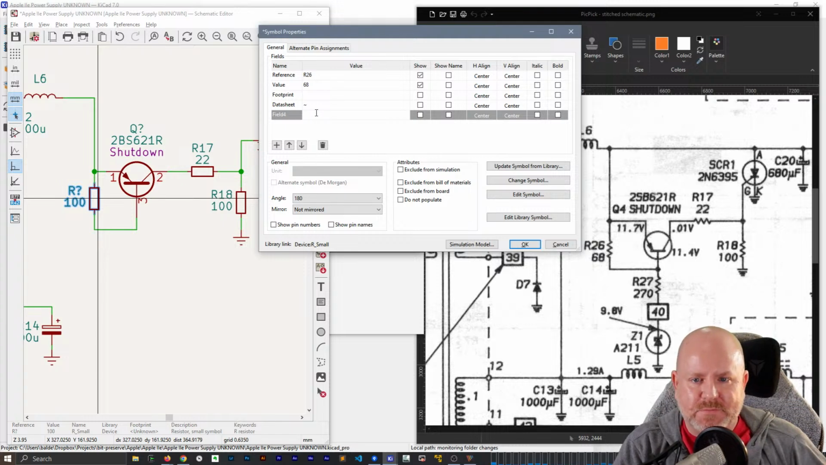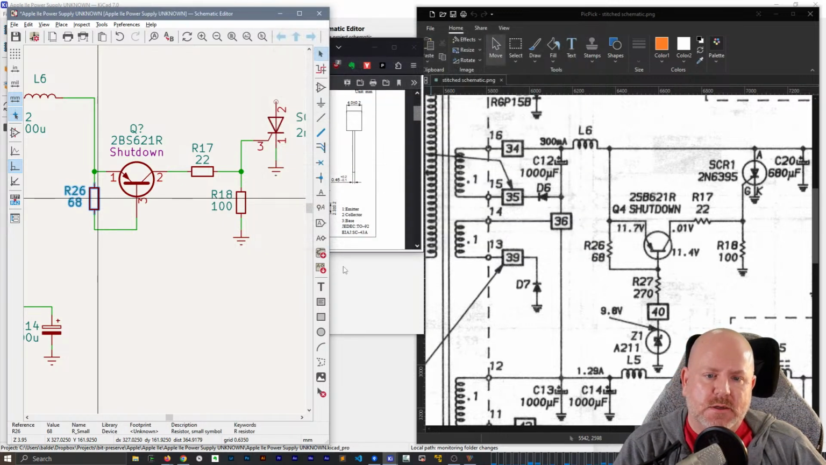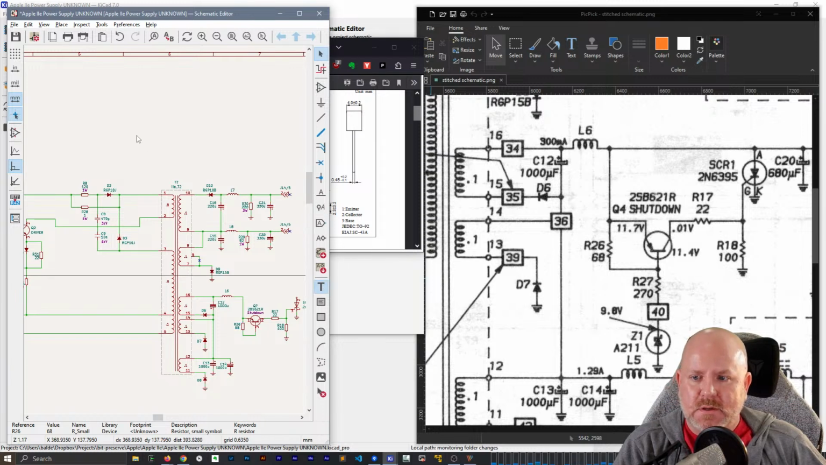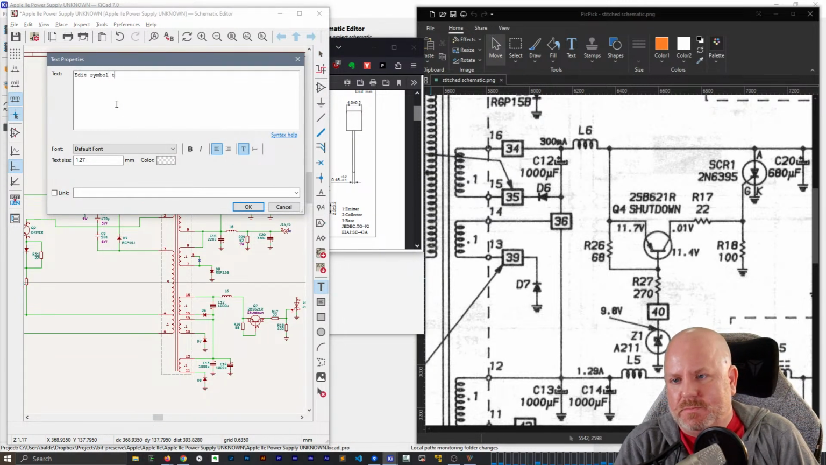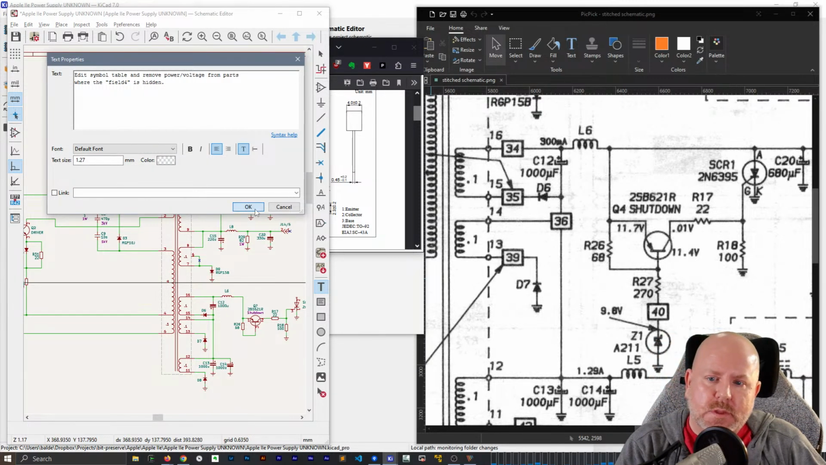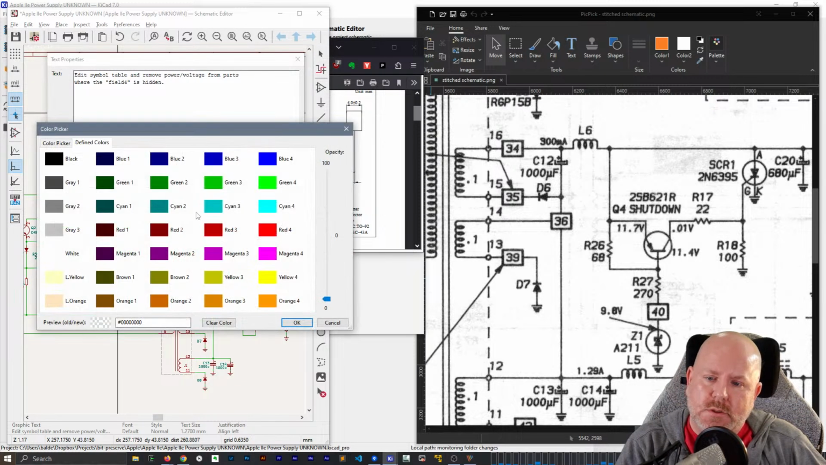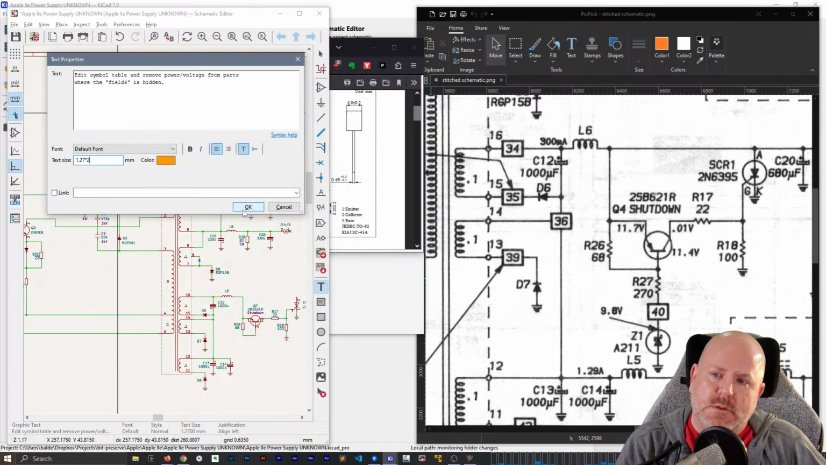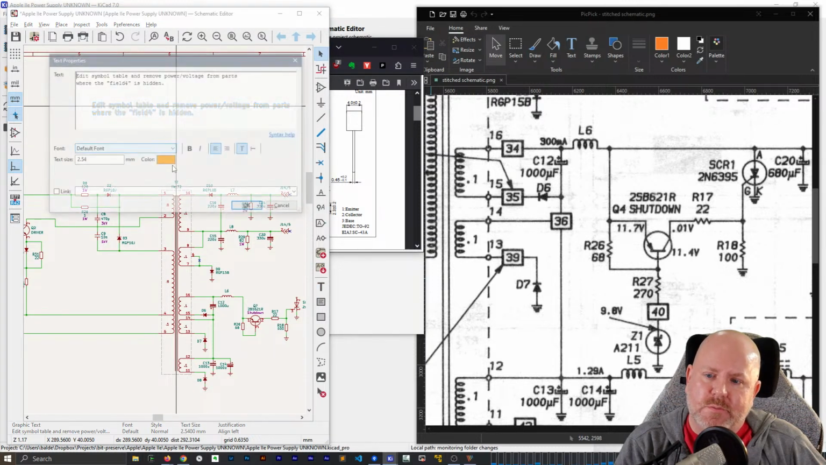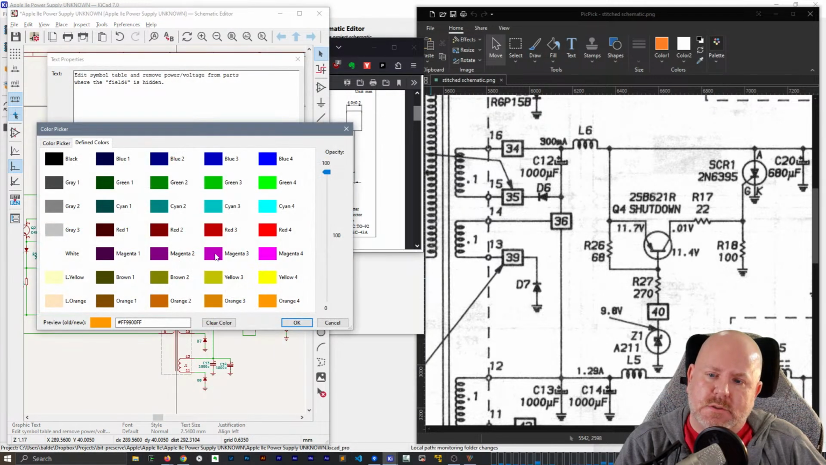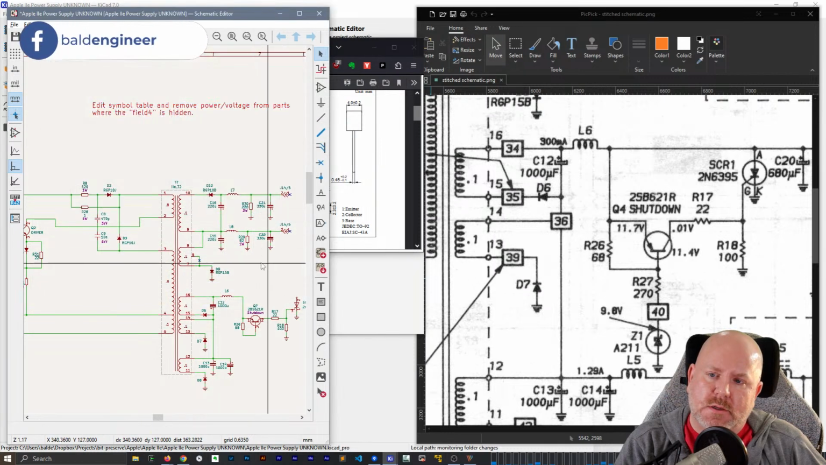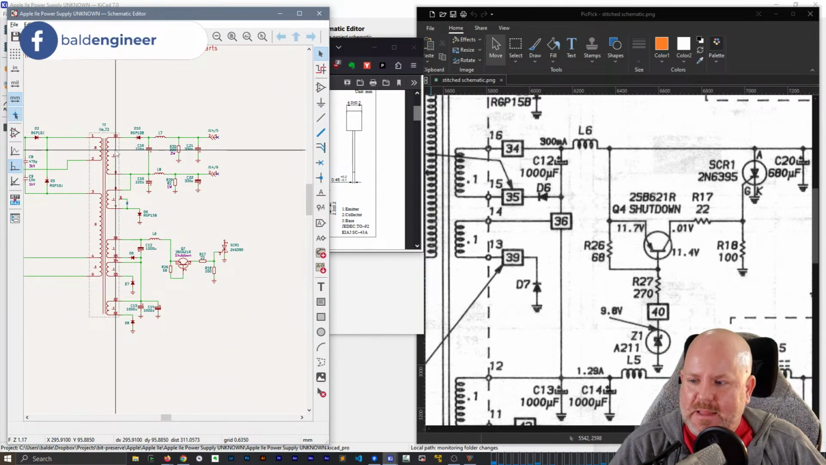Ooh, I'm going to have to go through at some point and let me make a note because I'm going to forget. Edit symbol table and remove power voltage from parts where the field 4 is hidden. Times 2, orange. Ooh, that's not readable. Red. There. That'll remind me. That'll teach me.